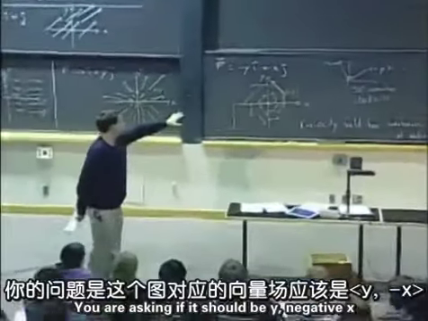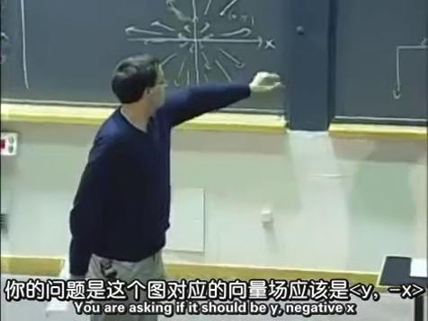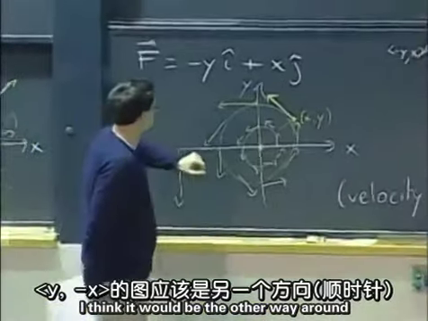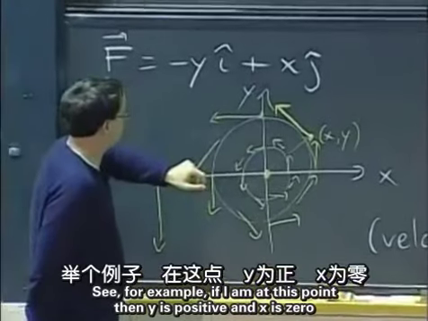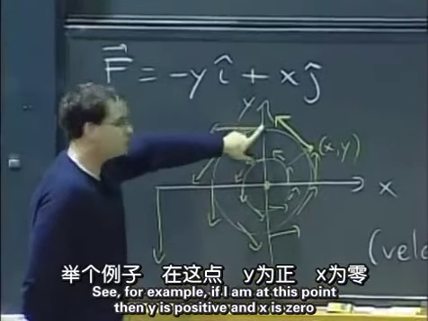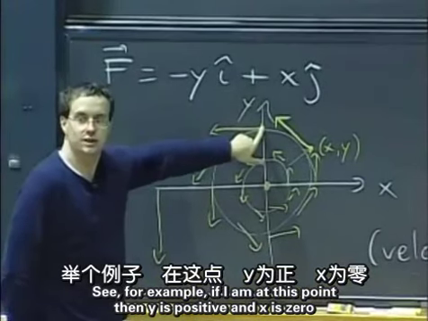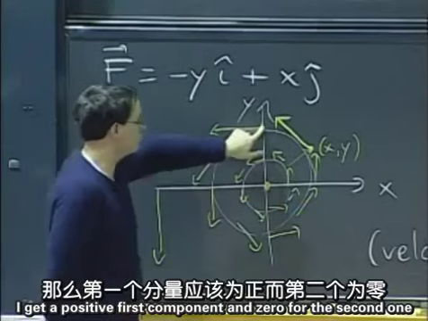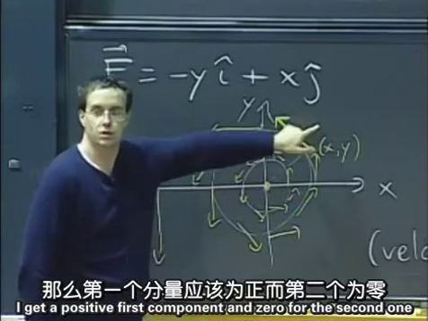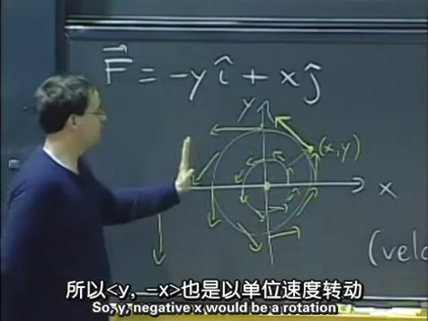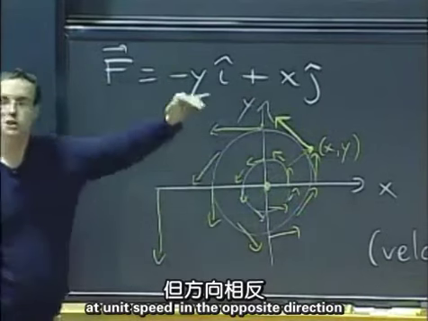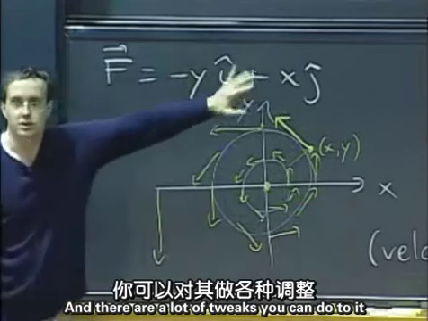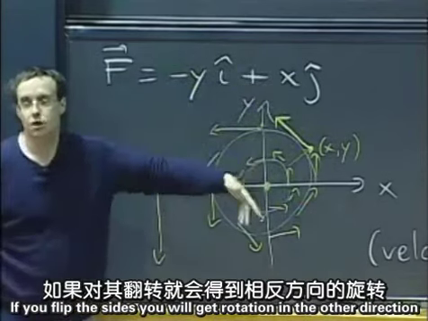You're asking if it should be Y and, so Y comma negative X, I think would be the other way around. See, for example, if I'm at this point, then Y is positive and X is 0. So if I take Y, negative X, I get a positive first component and 0 for the second one. So Y comma negative X would be a rotation at unit speed in the opposite direction. There's a lot of tweaks you can do to it, but if you flip the signs, you get rotation in the other direction.